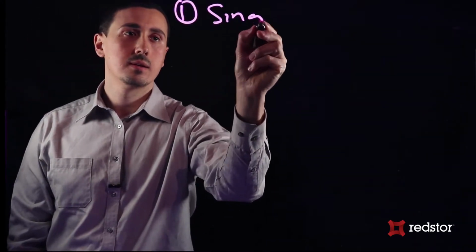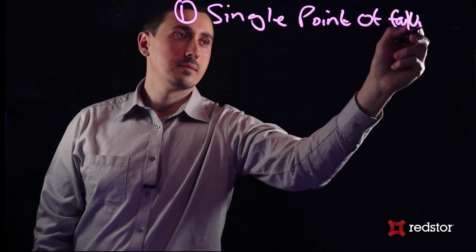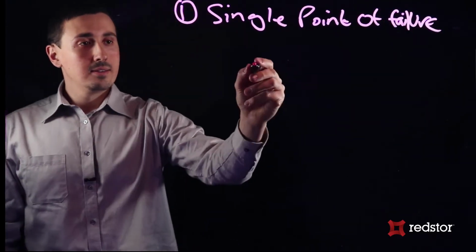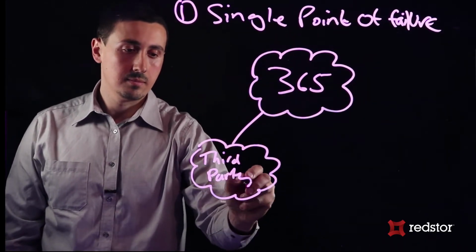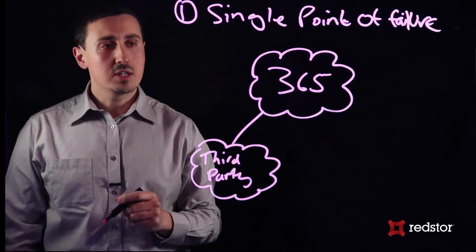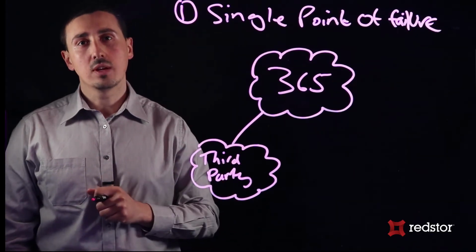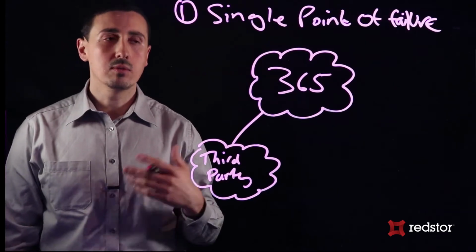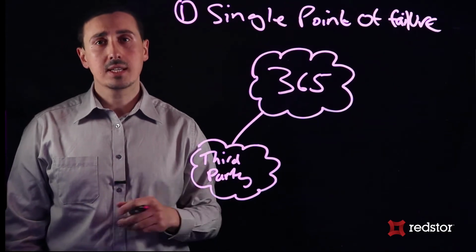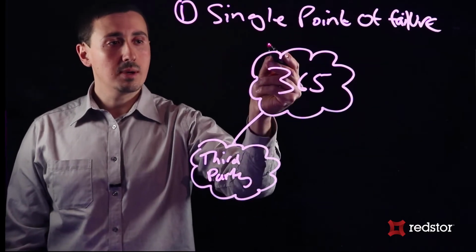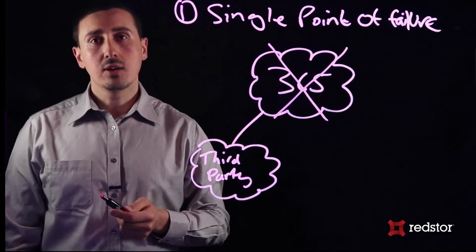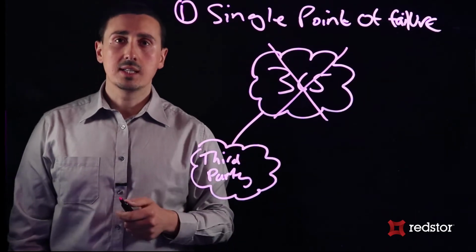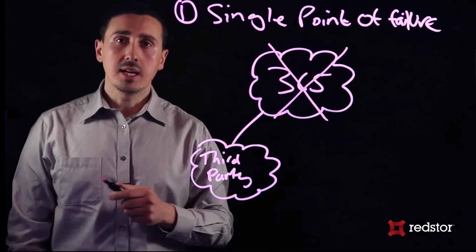The first point I'd like to cover is that of a single point of failure. When it comes to Office 365, Microsoft are brilliant at making sure that the platform's fully redundant and fully available, lots of resiliency in place, but things still can go wrong. And that's why it's important to make sure that you don't have all of your eggs in one basket. It's a great idea to actually take your Office 365 data and protect it with a third-party data management solution.